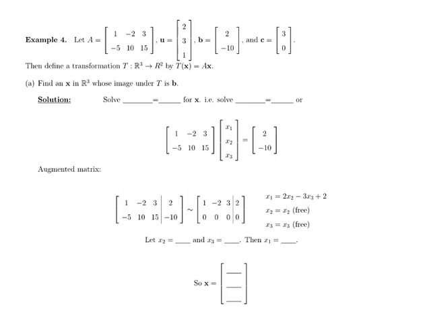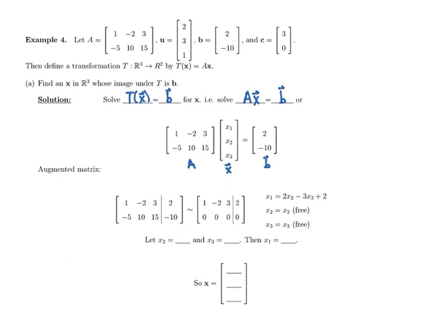So the first question is: find an x in R3 whose image under T is b. One way to translate that sentence is that we're trying to solve T of x equals b for x. But since T of x is just matrix multiplication, we're talking about Ax equals b. Or putting it in terms of the matrix-vector equation, we have our matrix A, our vector x, and then our vector b given in the problem.